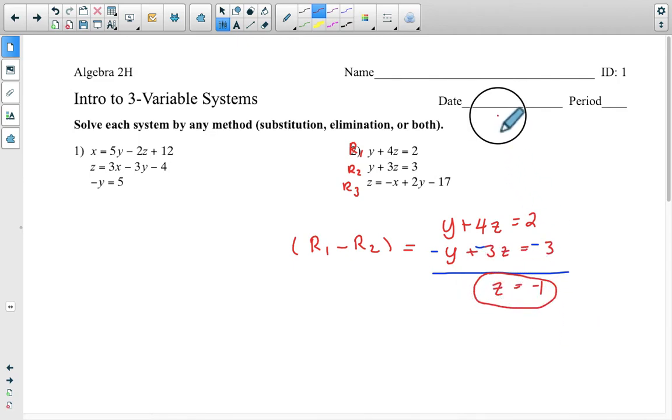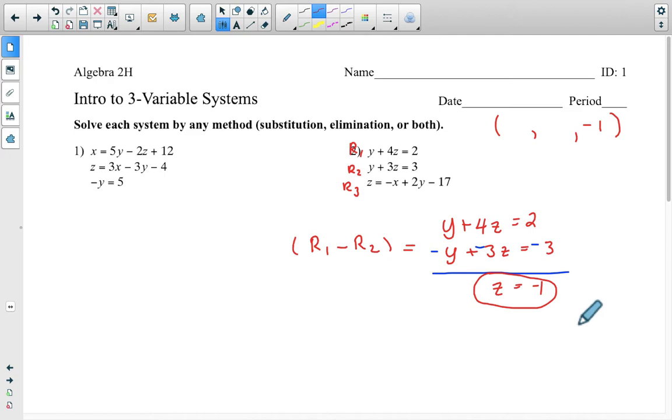Now when we give our answers, we always want to give them in the form of x, y, z. It is a coordinate. It's a place in a three-dimensional space where you can find that point. So z is -1. Now, what else?